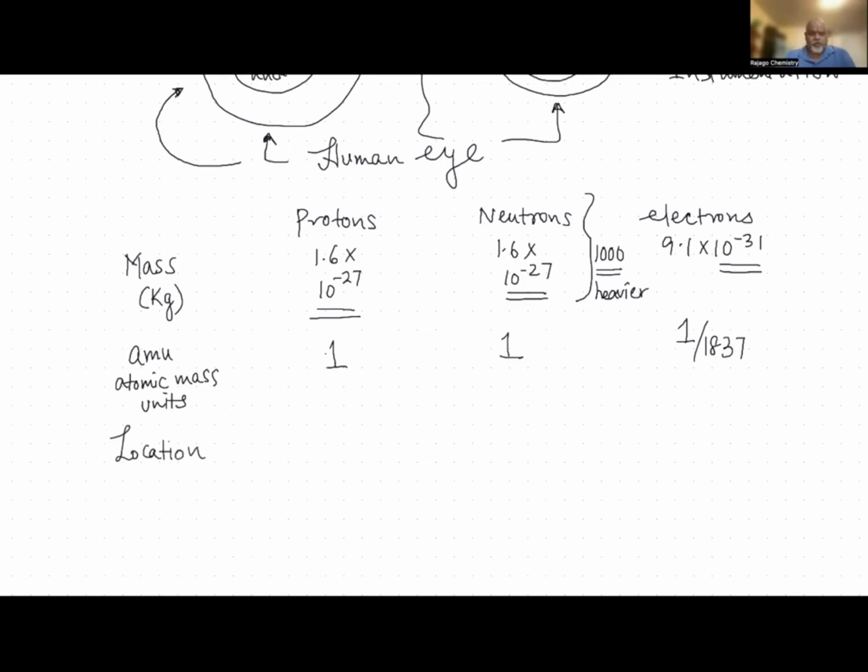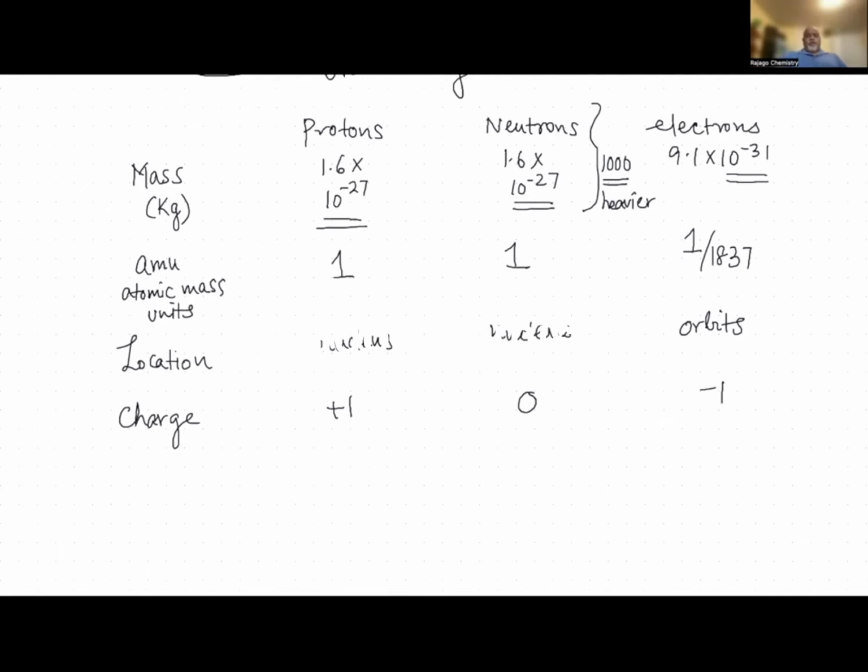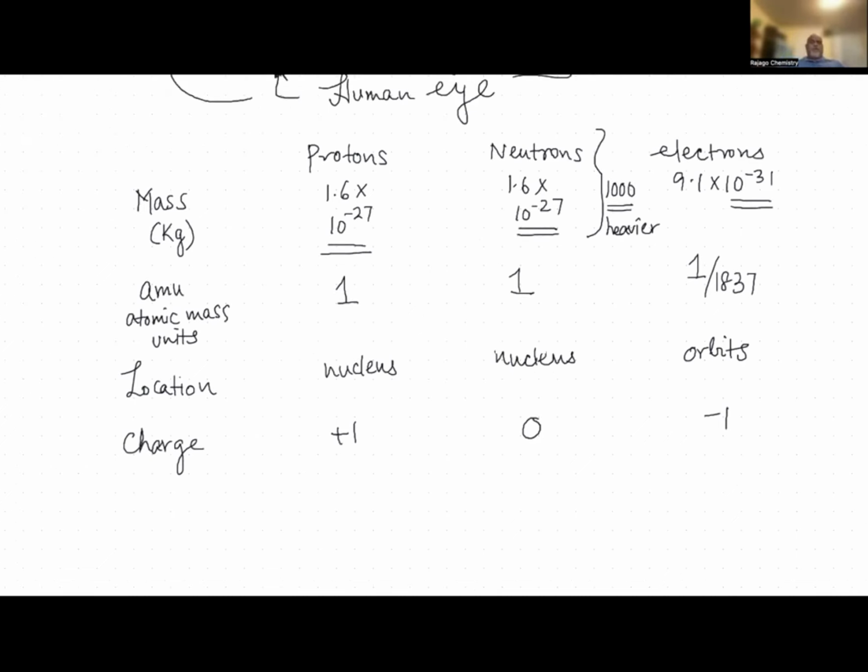we know that the proton is inside the nucleus. The neutrons are also inside the nucleus, and electrons are in the orbits. In terms of charge, we know that protons are positively charged, neutrons are zero, and electron has negative one charge. So we should have a clear picture about these differentiations, where the most important thing to remember is that we have a dense nucleus. The nucleus is very dense because it has particles 1,000 times heavier compared to the very light electrons flying around the orbits. And they are negatively charged compared to the positively charged nucleus.